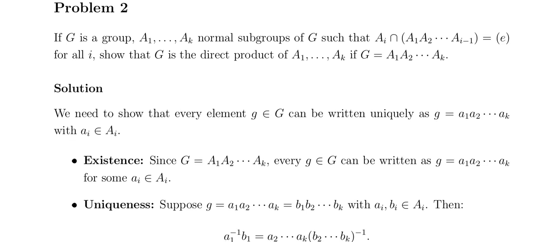And another result: G is a group, and A1, A2, and so on up to Ak are normal subgroups of G such that Ai intersection A1, A2, up to Ai minus 1 is equal to the identity element E for all i. Then G is the direct product of A1, A2, Ak if G equals the product A1 into A2 into Ak. That is, if they are normal subgroups and the condition Ai intersection A1 to Ai minus 1 equals E is satisfied.